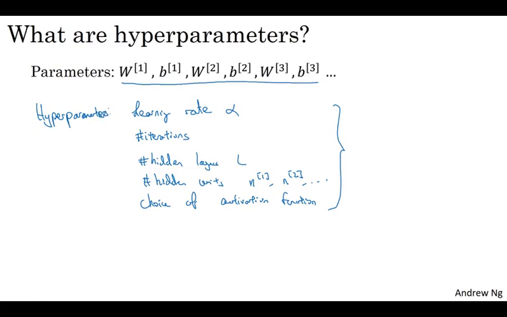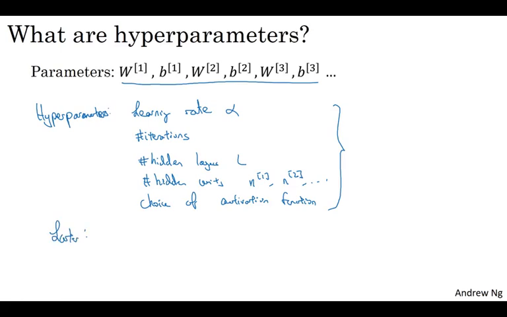Because these things like alpha, the learning rate, the number of iterations, number of hidden layers, and so on, these are all parameters that control W and B. So we call these things hyperparameters. Because it is the hyperparameters that somehow determine the final value of the parameters W and B that you end up with. In fact, deep learning has a lot of different hyperparameters.